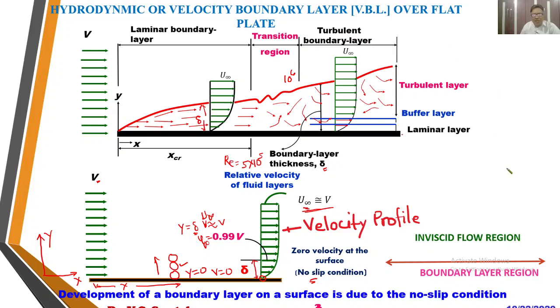In a turbulent boundary layer, basically three types of layers are formed. At a very small distance from the flat plate surface, the laminar sublayer is formed. Next to the laminar sublayer is the buffer layer, and next to the buffer layer is the turbulent layer. The laminar sublayer and buffer layer are very thin, their thickness is very small, but the turbulent layer is highly thick.